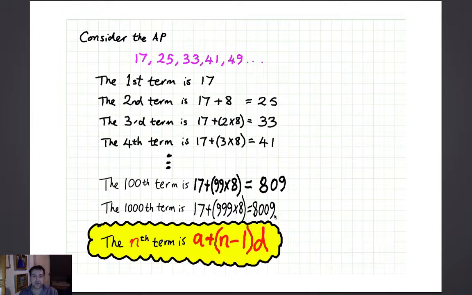And you can generalize that into a formula. So the nth term is whatever the first term was, A, plus the common difference, which was 8 in this case, D, multiplied by 1 less than the number of terms you're on. So the nth term is A plus (n minus 1) D.